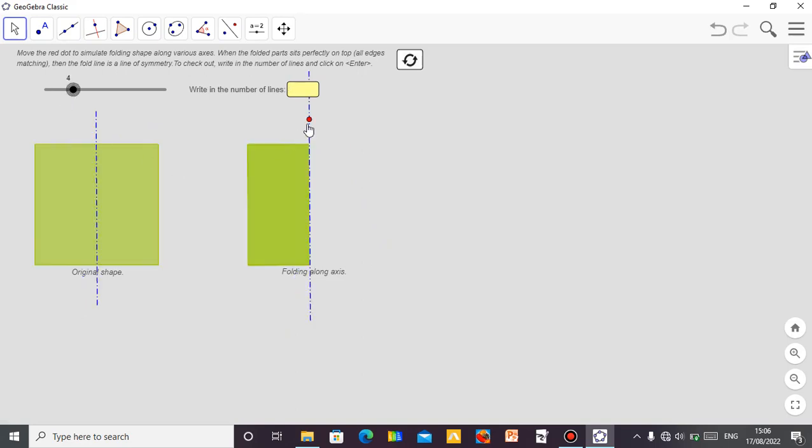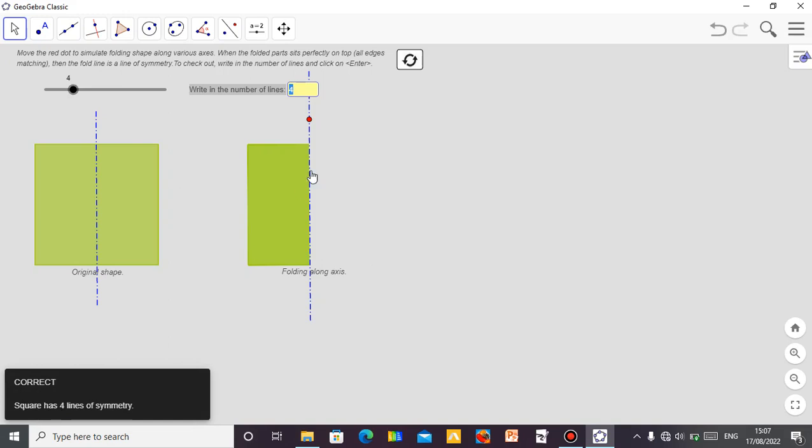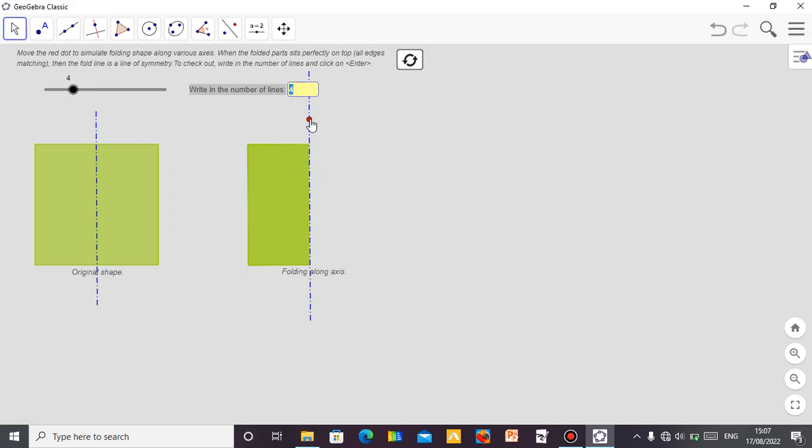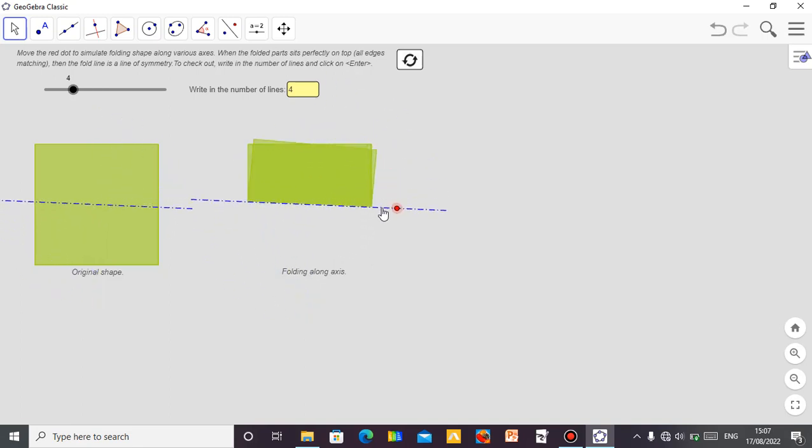This is a square, so we all know that a square has 4. If I type 4 here, see, correct, a square has 4 lines of symmetry. You can check it. So this is 1, just for you to click and move it. See, this is 2. So this is the second one. It must be a mirror of the other one. So this is the line, and this side is a mirror of this side.